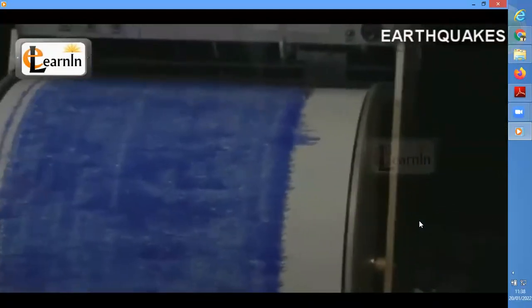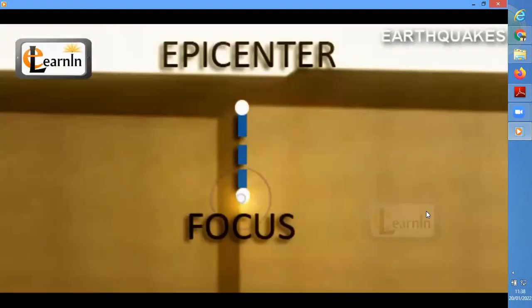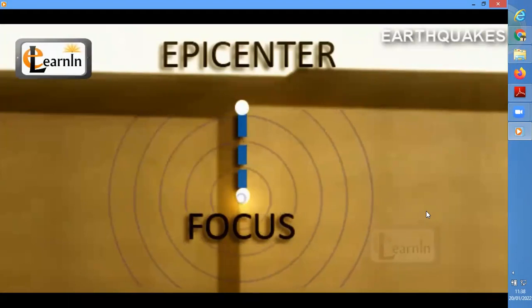The instrument used to detect and record seismic waves is called a seismograph. The recorded material appears like a graph and is called a seismogram. Based on the depth of their foci, earthquakes are classified into three types.